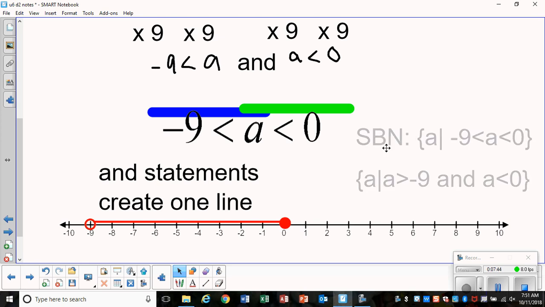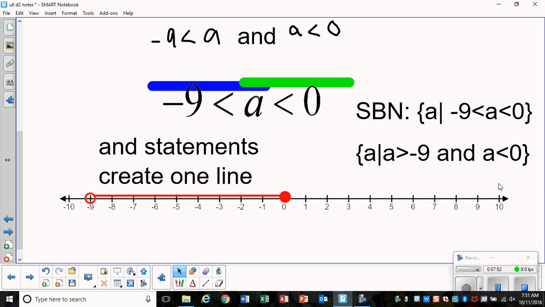Okay? Set builder notation, depending on how you wrote it, you could either write it as a smushed one or with the word and. It works totally fine.